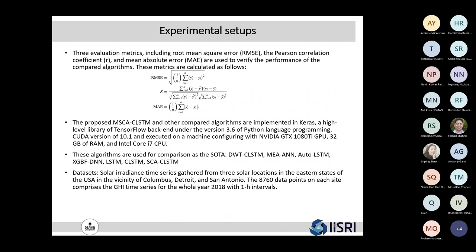Let's have a minute, and for now we're going to talk about how effective this proposed model is. Three evaluation metrics, root mean square error (RMSE), the Pearson correlation coefficient, and mean absolute error, which are amongst the most well-known metrics, are used to verify the performance of our proposed model in comparison with the state-of-the-art deep learning models used for solar forecasting modeling. You can see their formulas here.